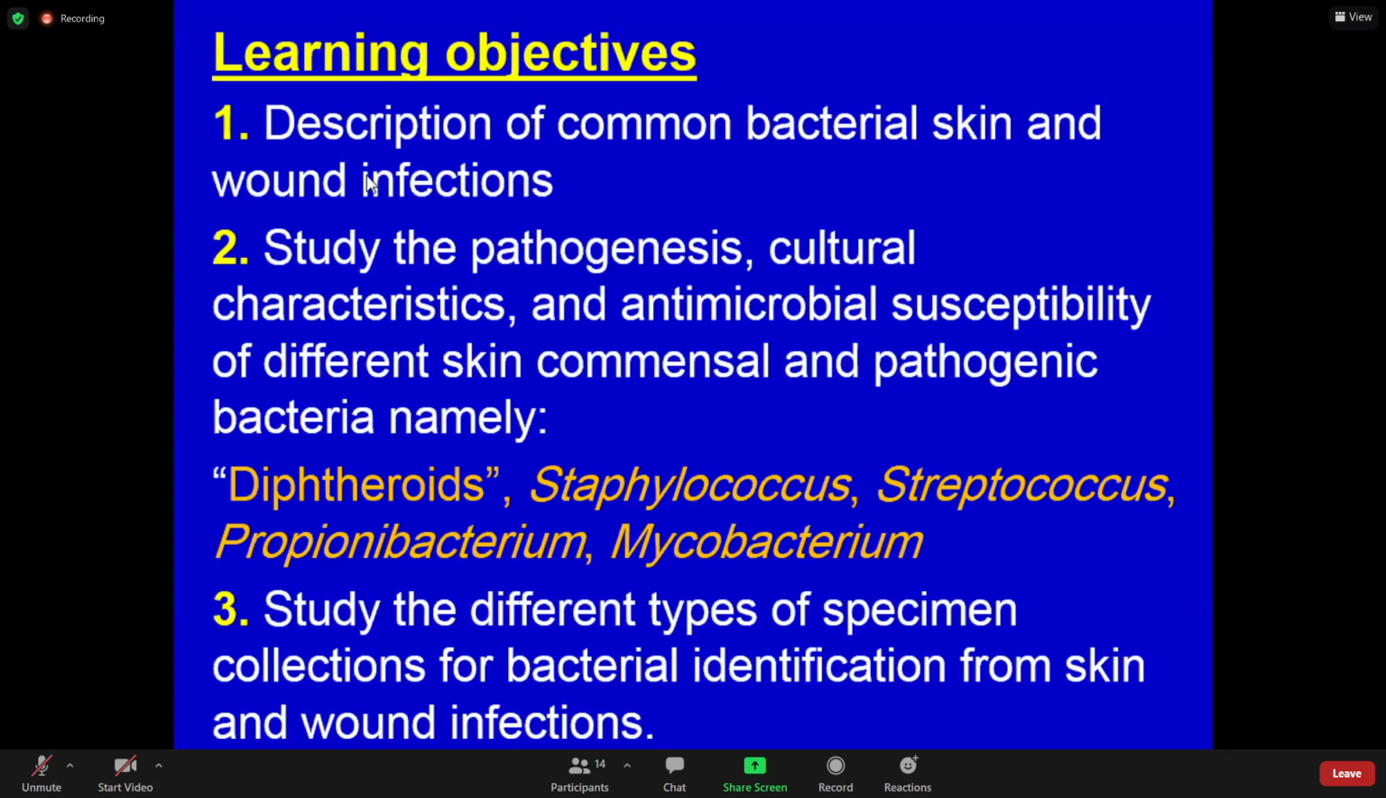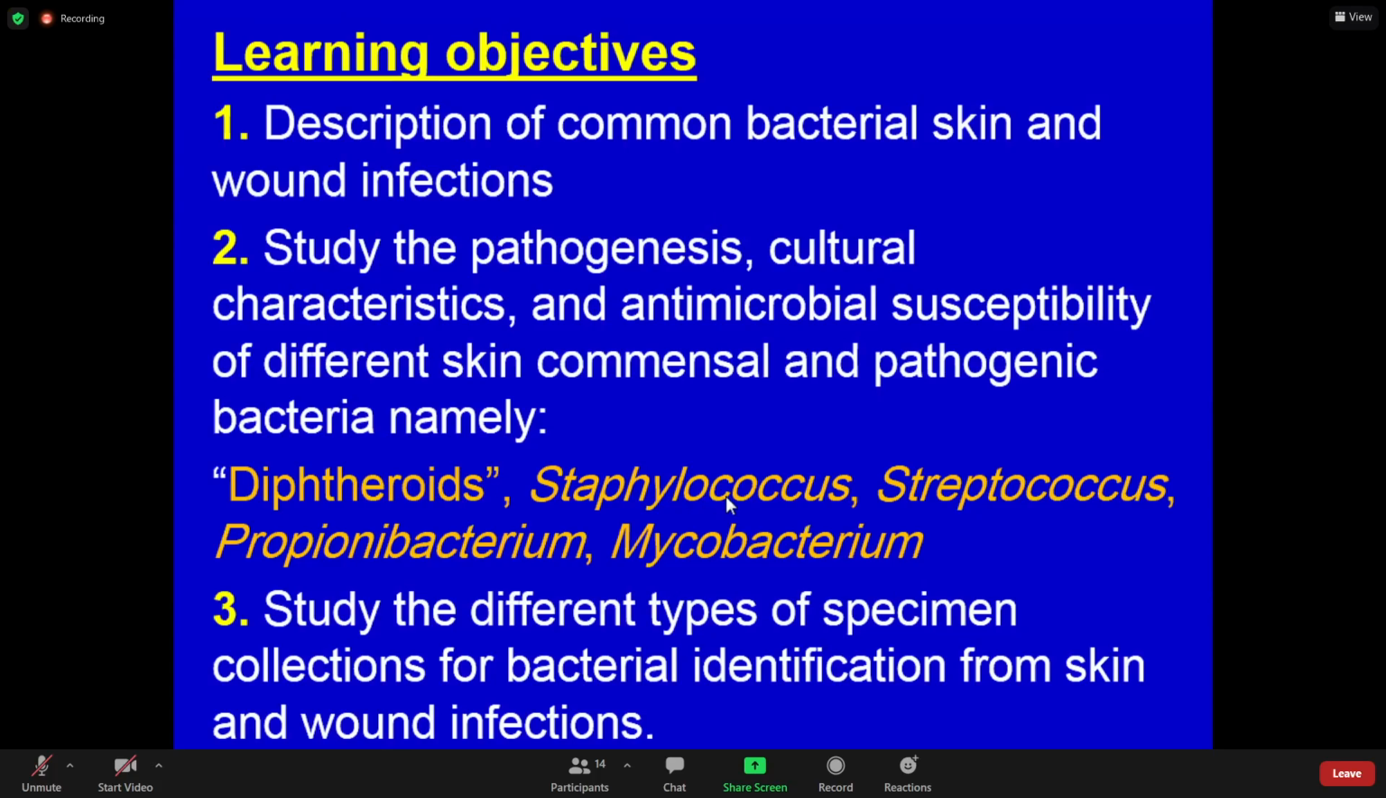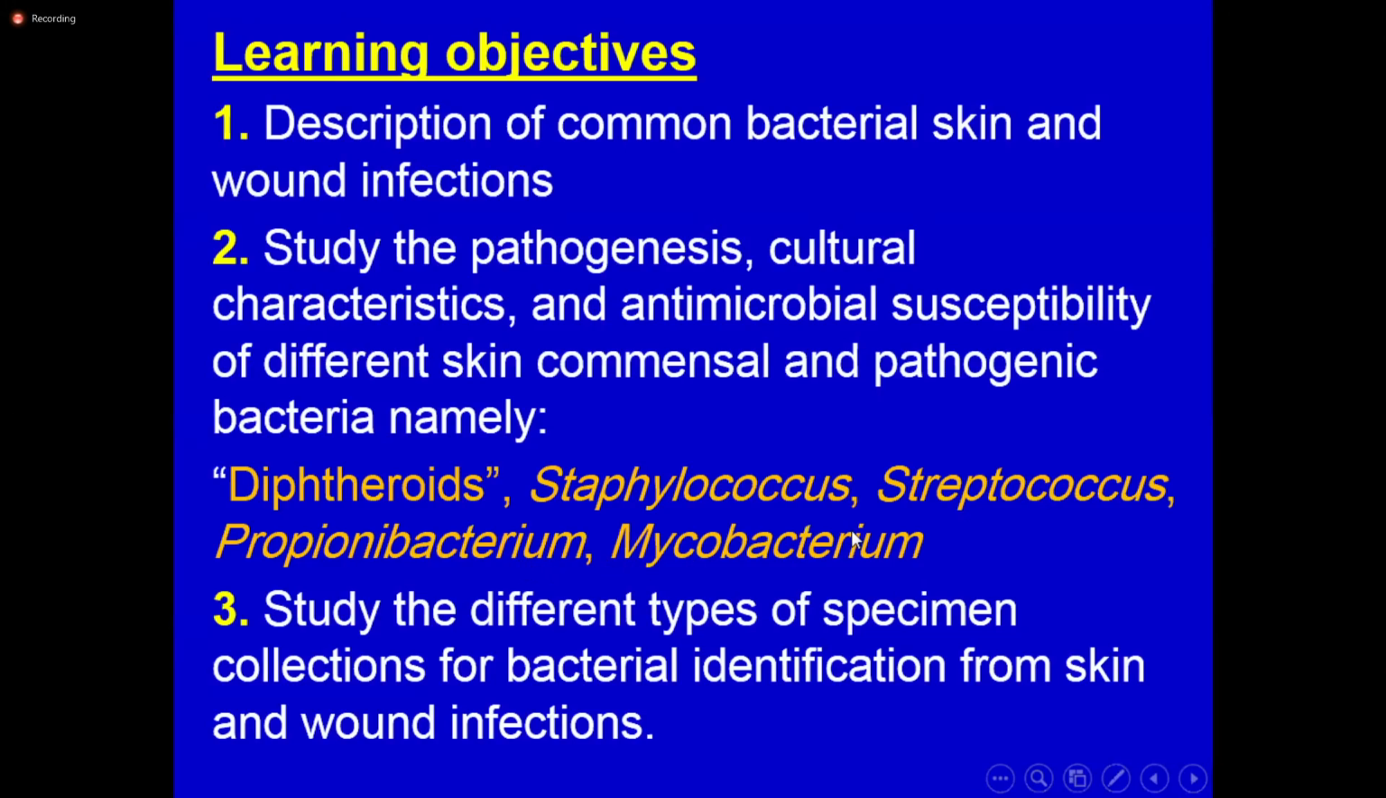Mainly, we are going to talk about Diphtheroids, Staphylococcus, Streptococcus, Propionibacterium, and Mycobacterium. And lastly, we are going to detect what type of specimen we can collect for identification of these microorganisms from the skin or wound infections.